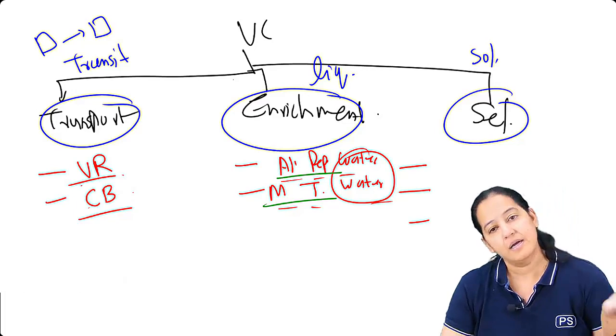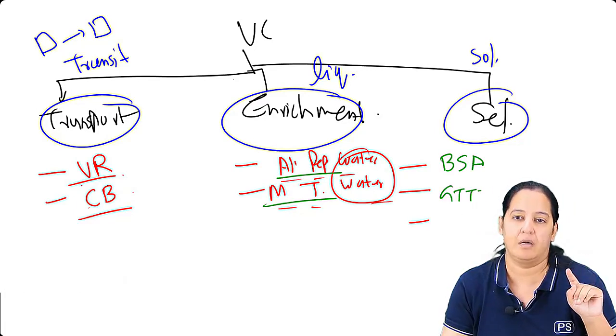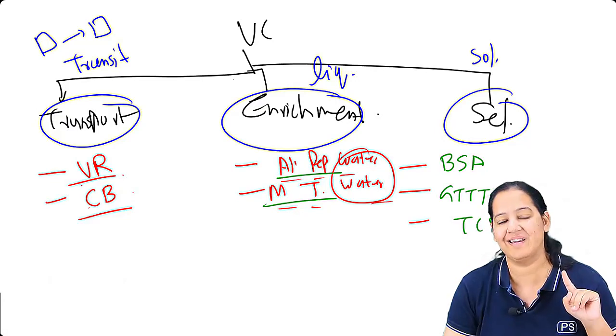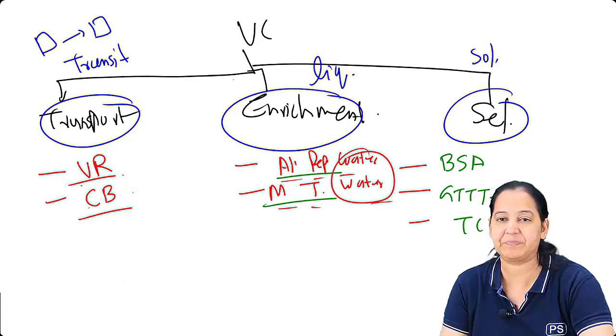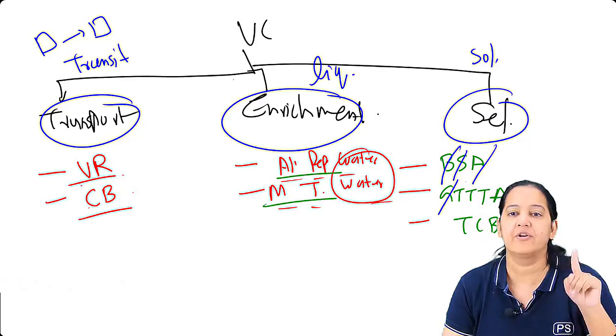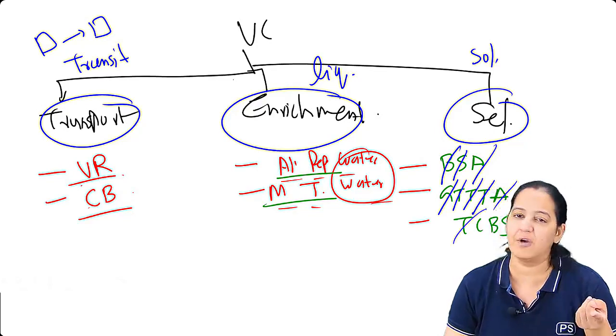ठीक है? Coming on the selective media, learn 3 media. BSA, गट्टा, BSA, गट्टा and TCBS. ठीक है ना? तो BSA क्या है? What is BSA? Bile salt agar. गट्टा क्या है? Gelatinase, trypticase, telluride, taurocholate, agar. और TCBS, thiosulfate citrate bile salt agar.